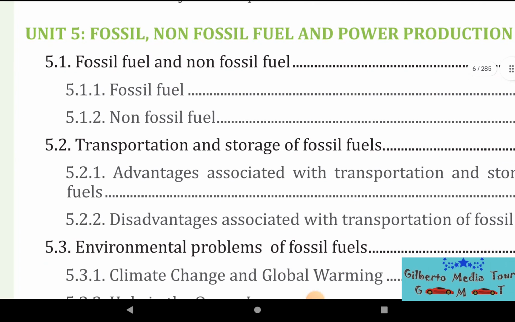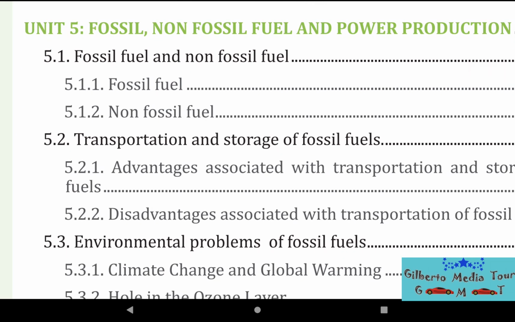In Year 2 SME, the fifth unit is about fossil fuel and power production. We know that fossil fuels come from living things that lived over millions of years ago, that were buried underground over a long period of time and at high pressure. So they became fuel. These are what we call fossil fuels.